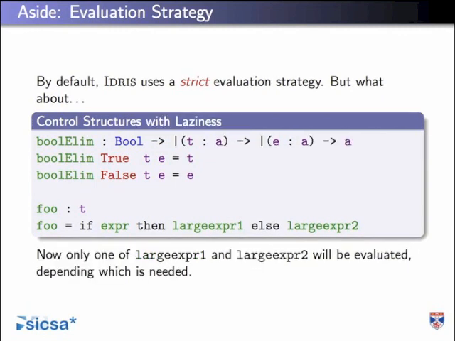So Idris allows you to annotate things as being lazy. This vertical bar before the argument type, so you have to give an explicit name if you do that, means please evaluate this argument lazily. Only evaluate it if it's needed. Now, when you've got this if-then-else, these expressions will only be evaluated if they're actually needed. So even though you don't have laziness by default, you can implement your own control structures just by explicitly saying to the evaluator which arguments should be delayed until they're needed.